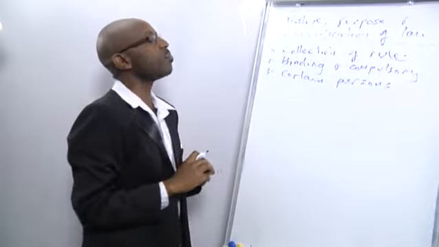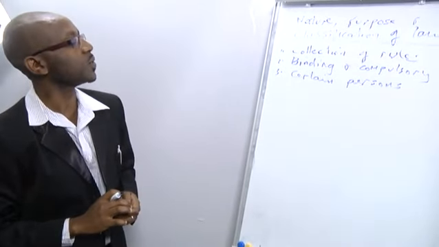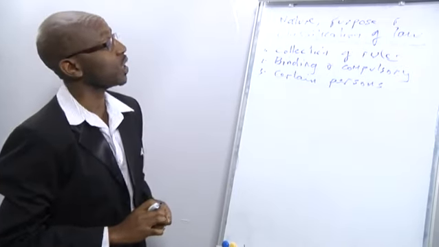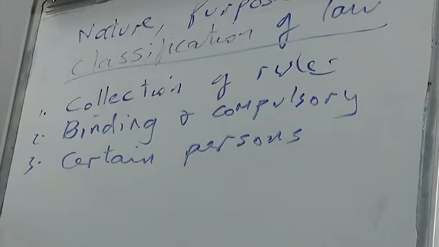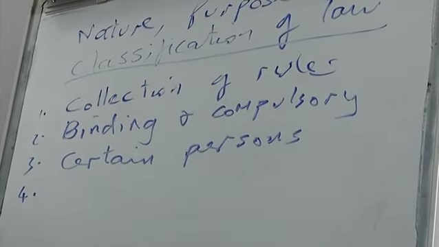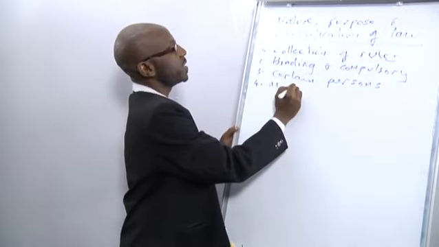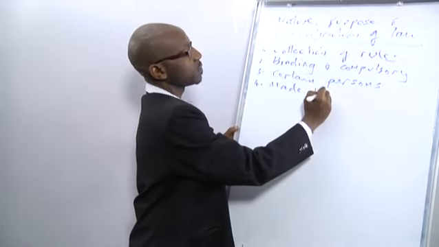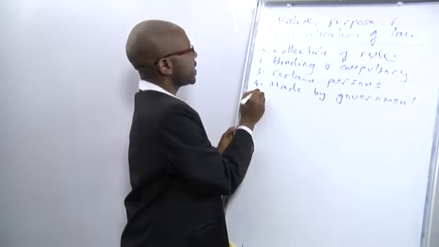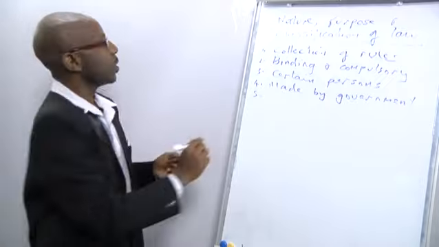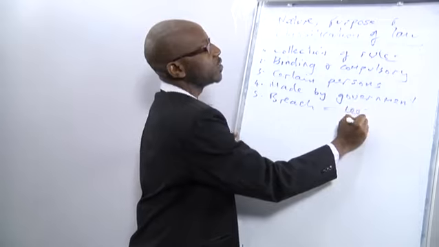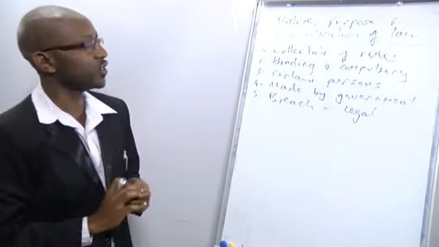And by using the term persons, in this regard, we are referring to the natural and the artificial persons, and hence we are also talking about incorporated associations such as companies. These rules must have been made by machinery of government. And last but not least, breach of these rules must result in legal punishment by the state agencies.